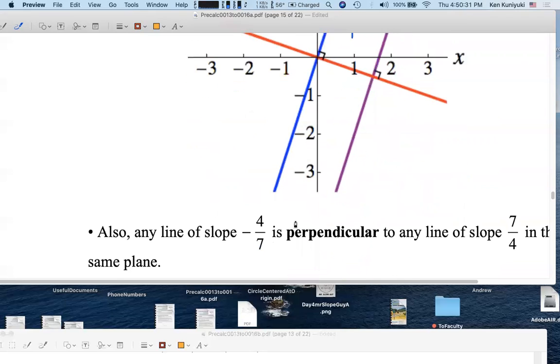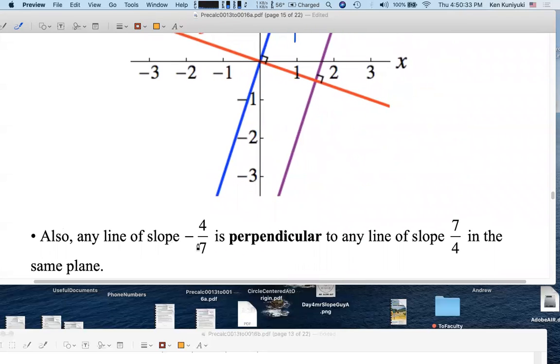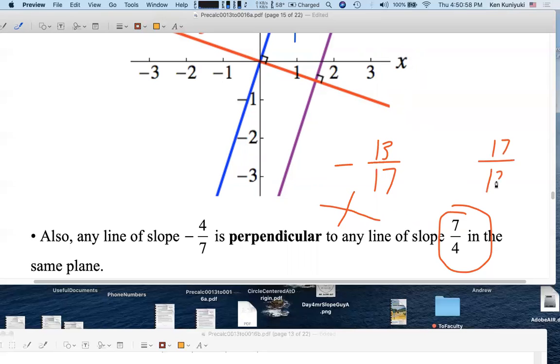All right, well, negative 4/7. A line of slope negative 4/7 is perpendicular to any line of slope positive 7/4. How about negative 13/17? If I have a line of slope negative 13/17, what will be the slope of any line perpendicular to it? The answer is positive 17/13. Opposite reciprocals.